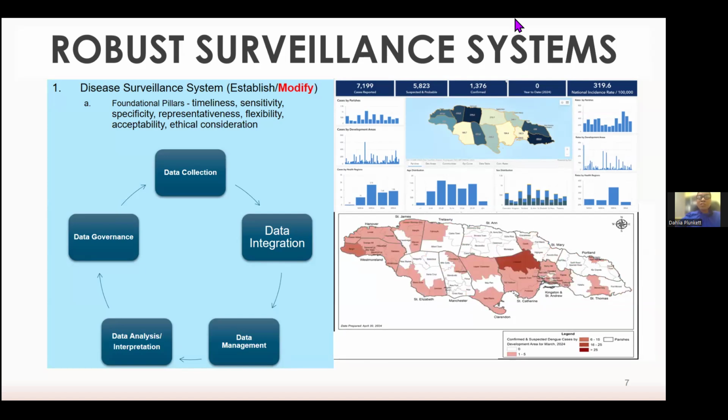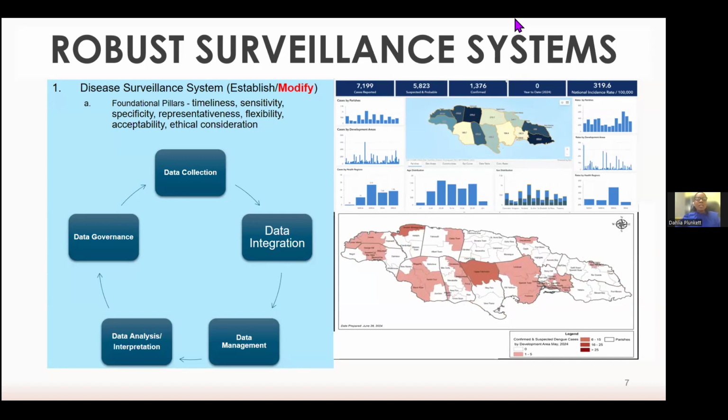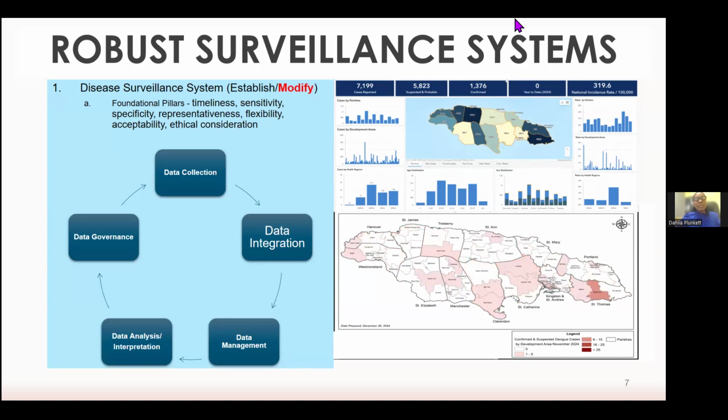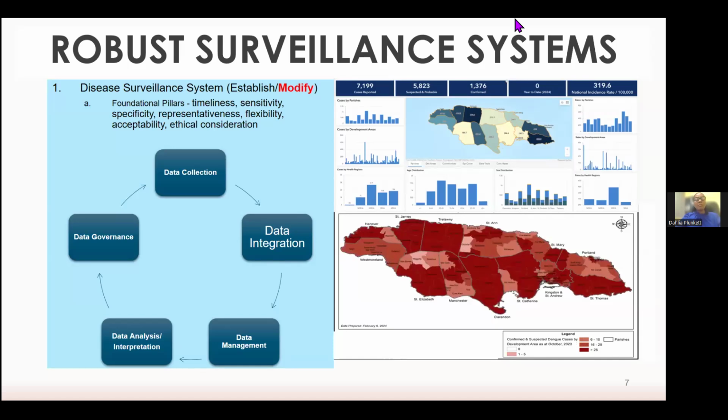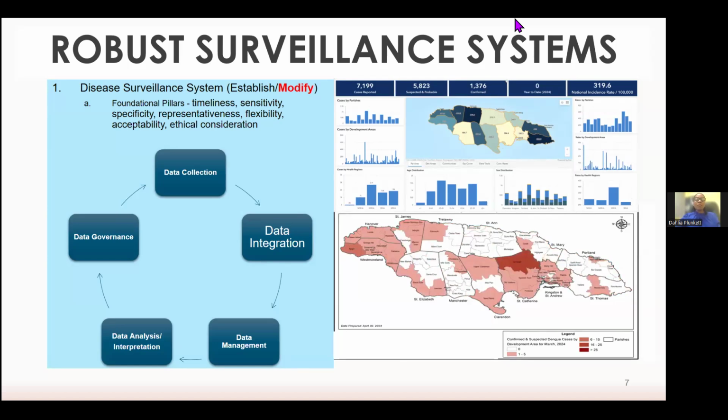And of course, there must be a structure in place for that. In our case, we have, for example, our health centers and our hospitals, and these facilities routinely submit data on a weekly basis. And so there has to be a structure in place if we really want to be able to capture the data. So we must know what we want to collect, and we must have a system in place to be able to collect that data.